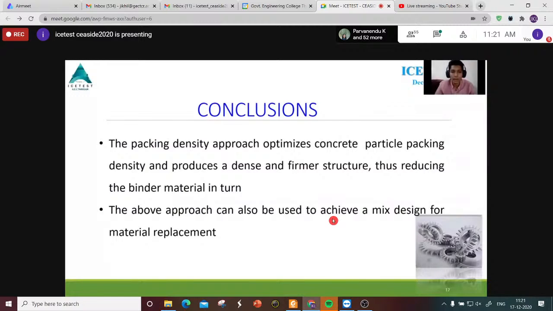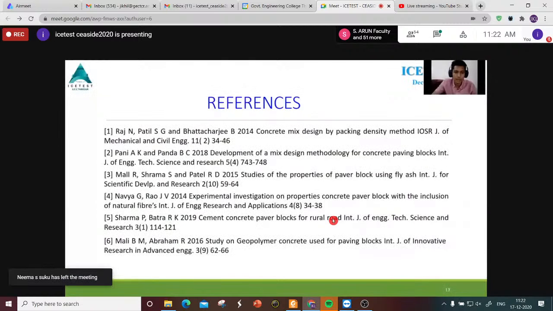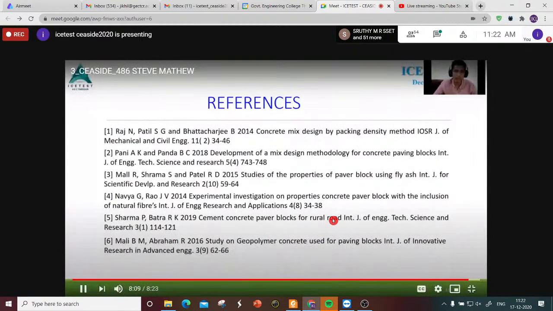Conclusion. The packing density approach optimizes the concrete particle packing density and produces a dense and firm structure, thereby reducing the quantity of material in turn. The above approach can also be used to achieve a mix design for material replacement. These are the references we used for our study.